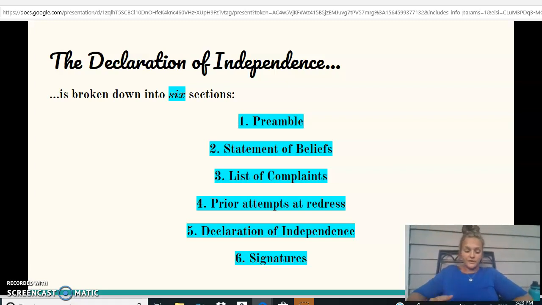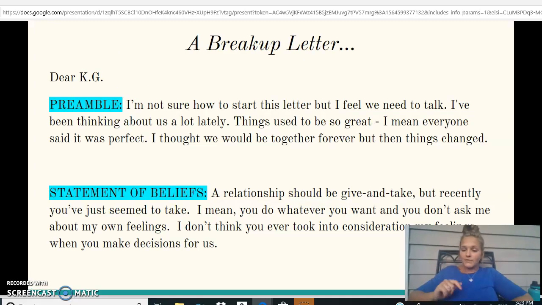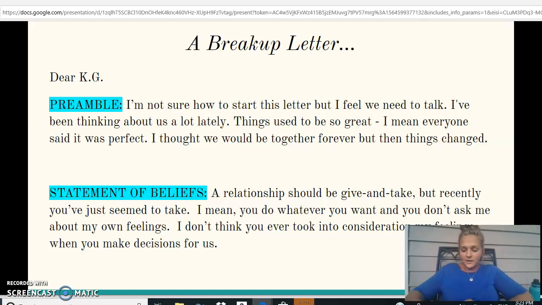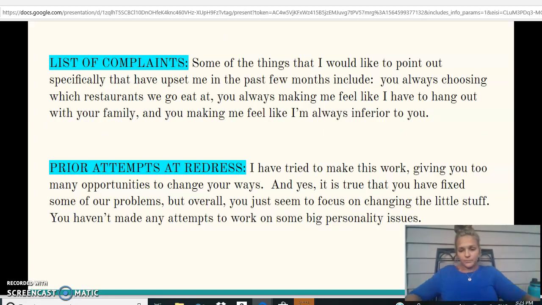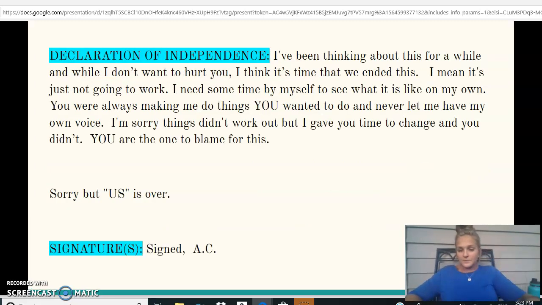So one fun little activity that we could do as a class is actually have them go back and label the breakup letter with each of these sections. I've already gone back and done that in this slide. So you can see each paragraph is actually already labeled as one of those 6 things. Okay, we end with signatures.